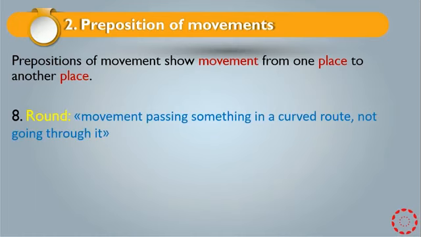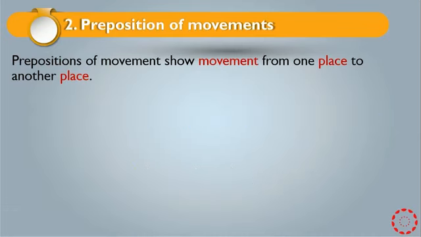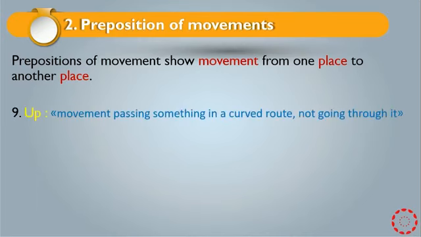The other one we have is around, movement passing something in a curved road, not going through it. For example, they walked around the city for an hour. They walked around the city for an hour. Around means in a circle.